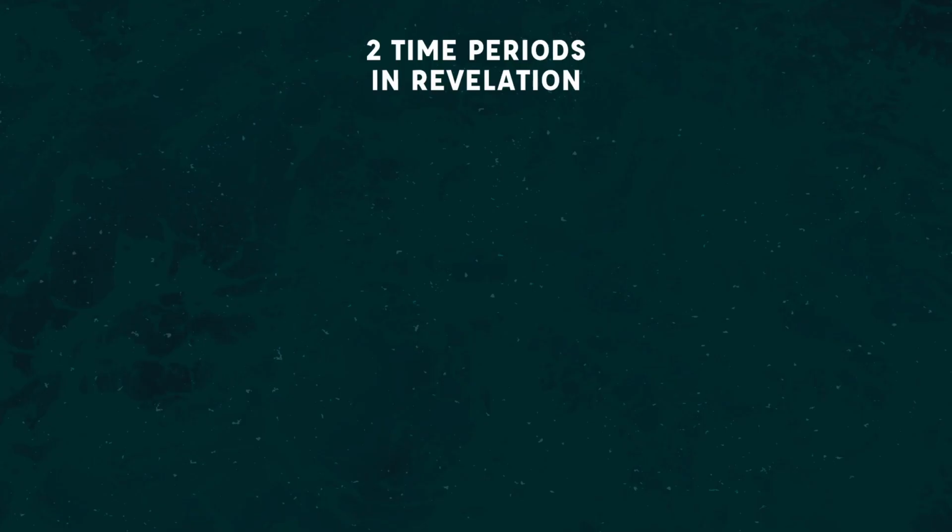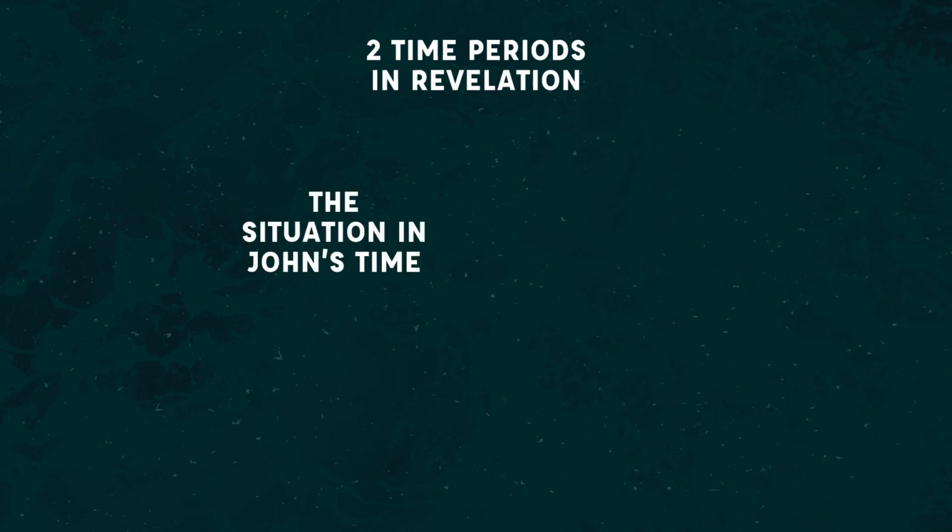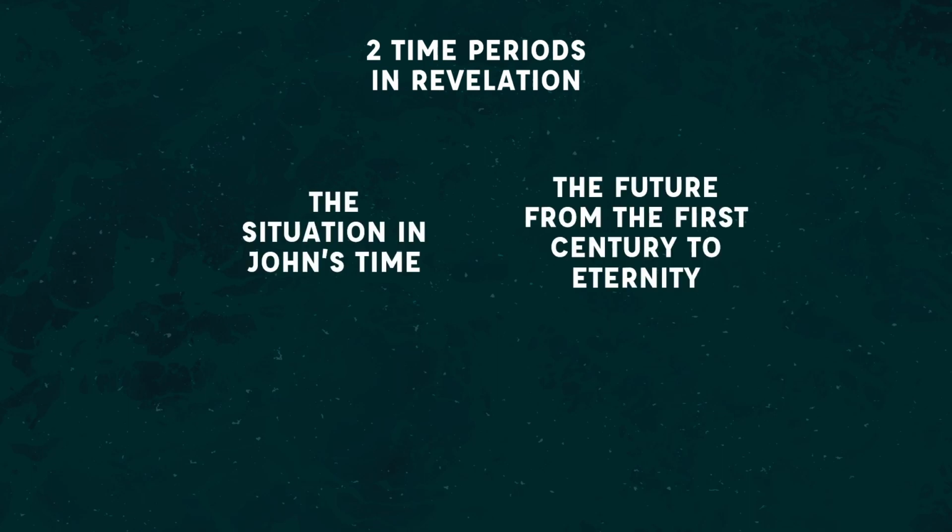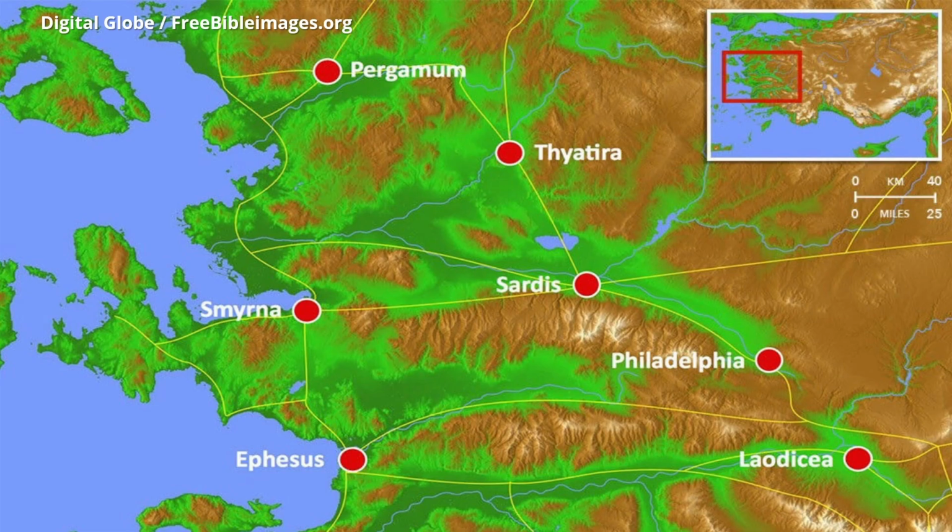So the two time periods that we see in Revelation that are covered are the situation in John's time, there in the first century, and the future from the first century until eternity. That's what it covers the rest of the book. So when we look at the situation in John's time, specifically in chapters 2 and 3, in vision, God gives John messages to real churches that existed in John's day.